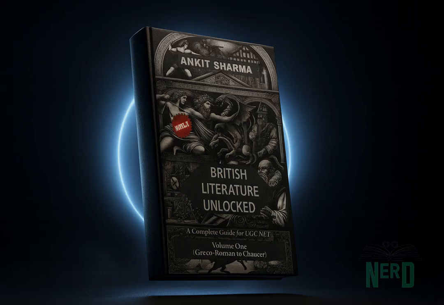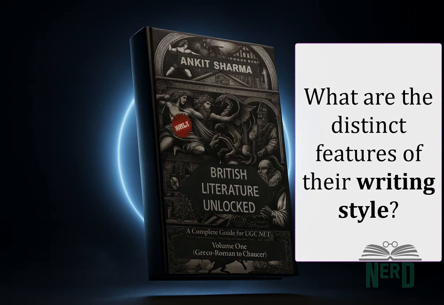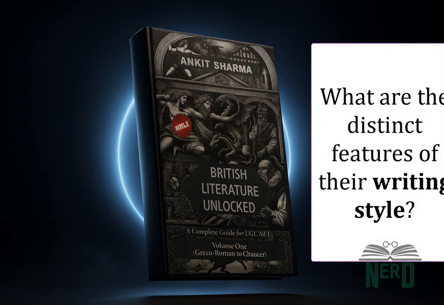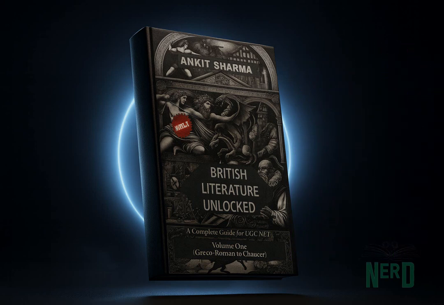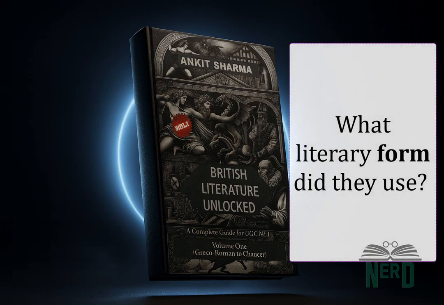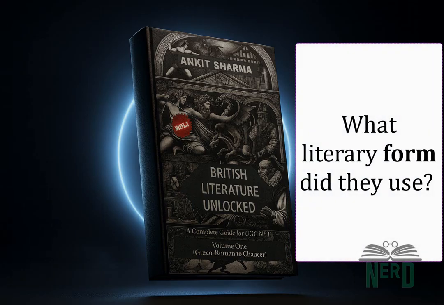Next, consider style. Ask yourself, what are the features of their writing? Did they use alliteration, rhyme, allegory, or something else? And how does this style connect with the literary trends of their period? Then comes form. What form did they choose? Sonnet, prose, drama, or narrative poetry? Did they create something new or popularize a genre?